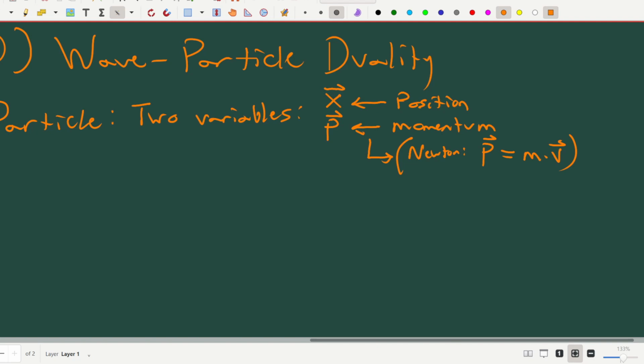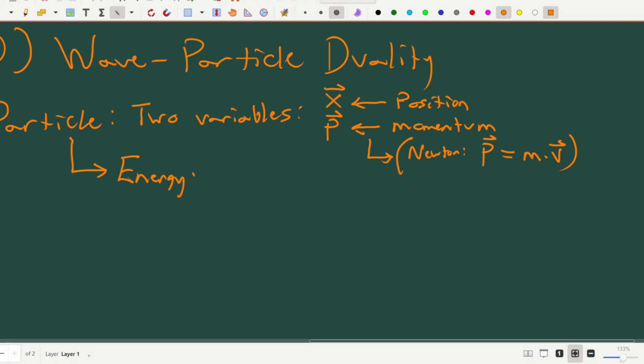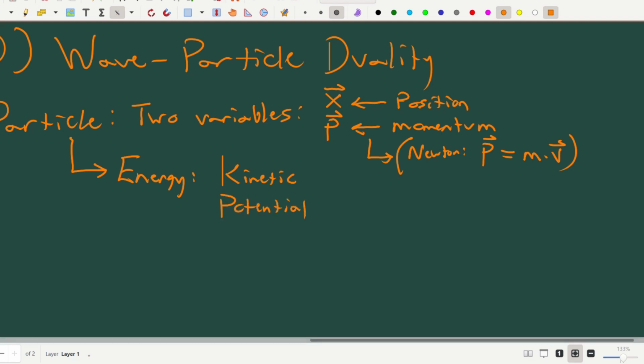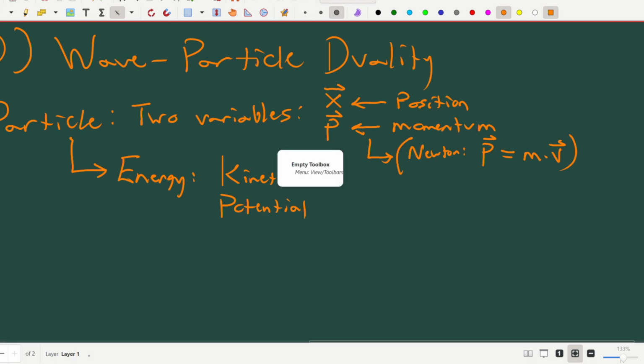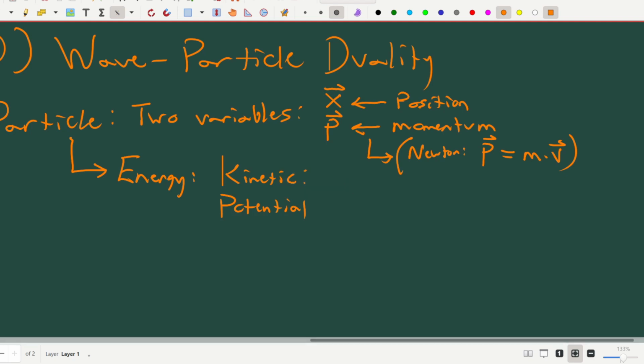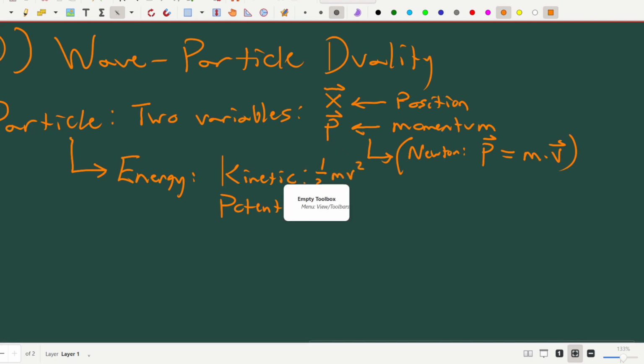And what are some other properties it can have? Well, it can have energy. Some sort of energy. And sometimes we say kinetic energy. Typically particles have a kinetic energy, a motion. So kinetic energy. And it can also have potential. And the kinetic energy is 1/2 mv squared. And the potential energy, well, it depends on the potential.